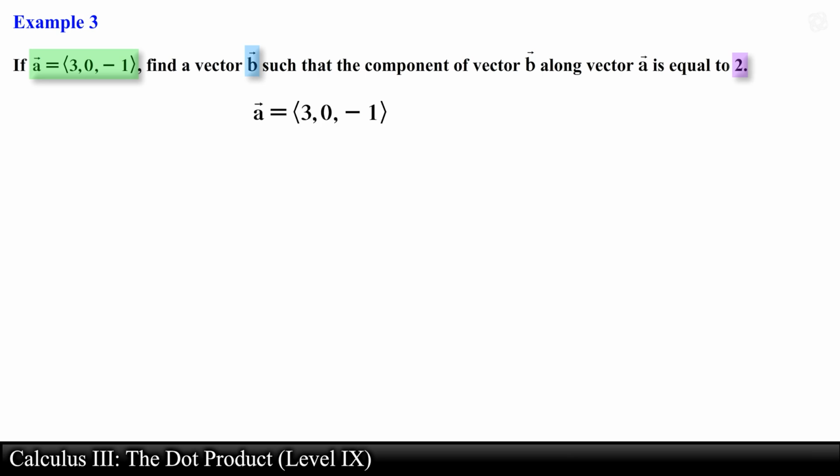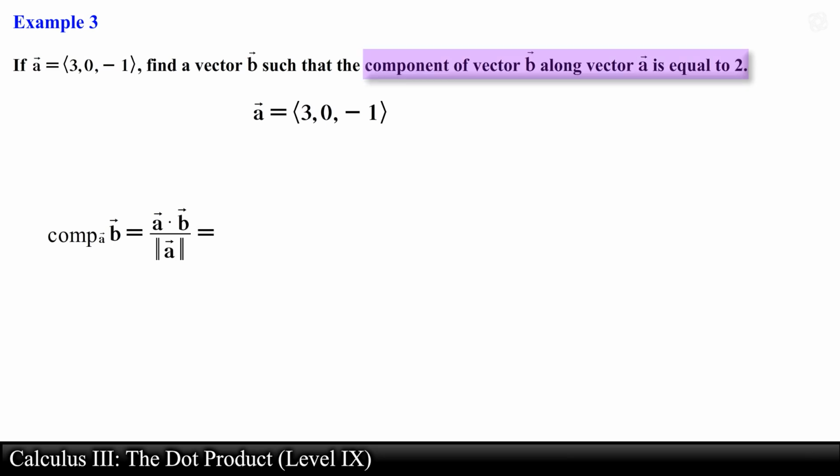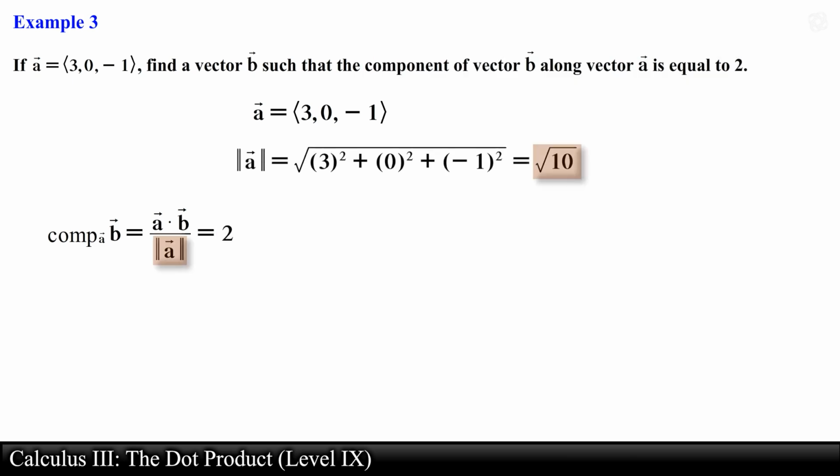Let's go ahead and use the scalar projection formula and substitute the known values. In this case, we are given the value for the scalar projection, which is equal to 2, and we can also find the magnitude of vector A. Next, let's denote the components of vector B as follows. This way, we can use this expression to find the dot product with vector A.